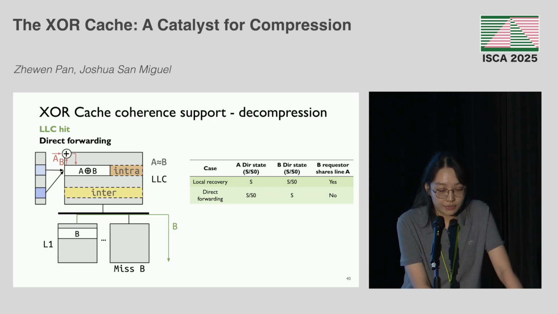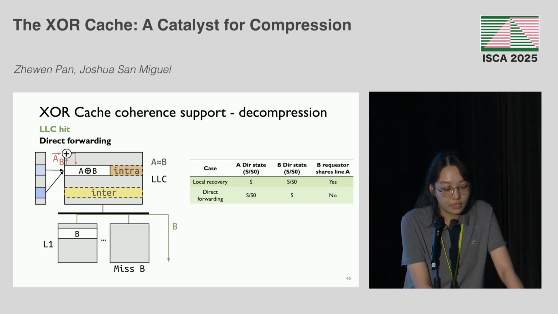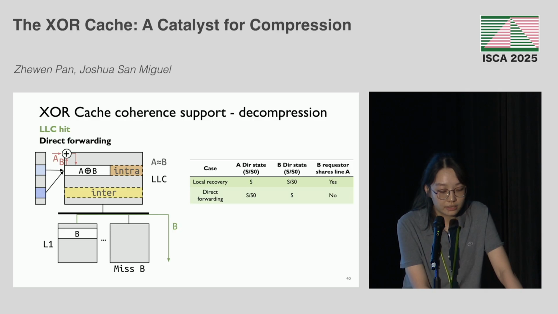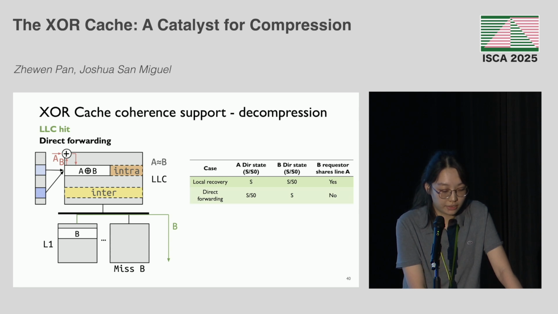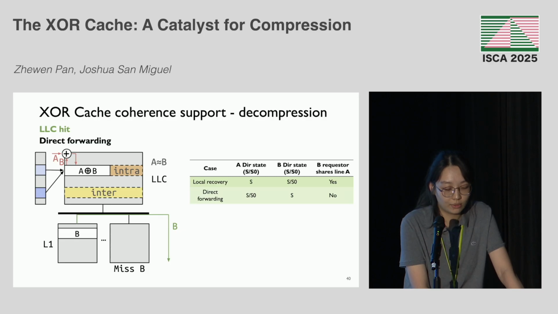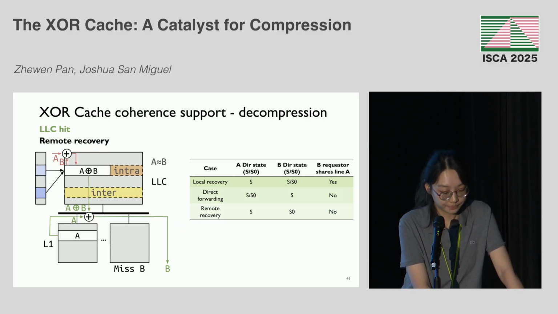In the second case, direct forwarding, the requester of B does not share the line A, but B has a sharer in the private cache, which is the one on the left. The LLC simply forwards the request to B's sharer. This is handled as any protocol that implements cache-to-cache forwarding.